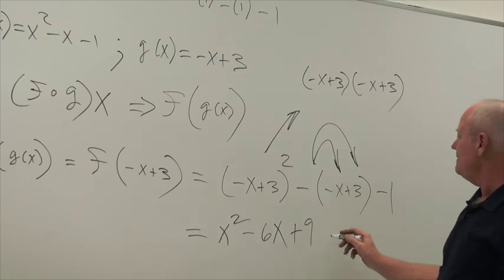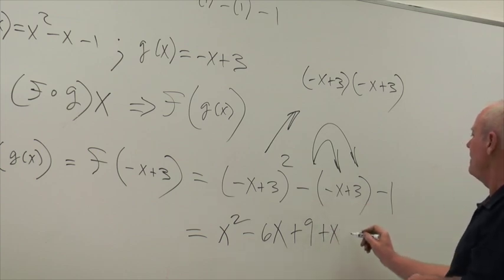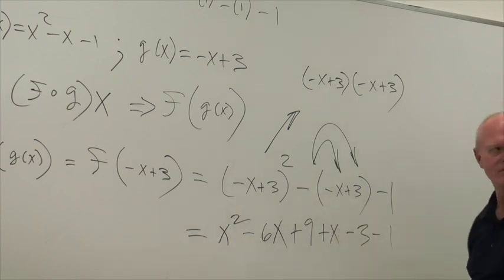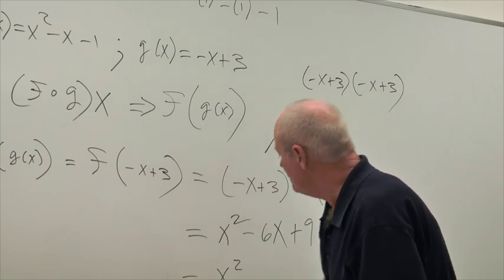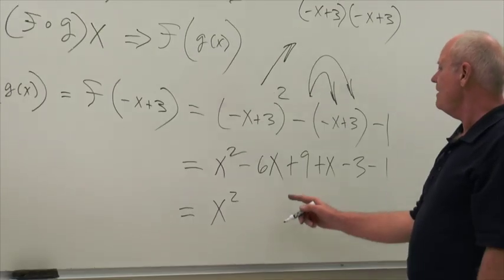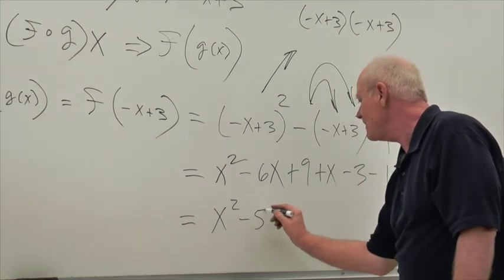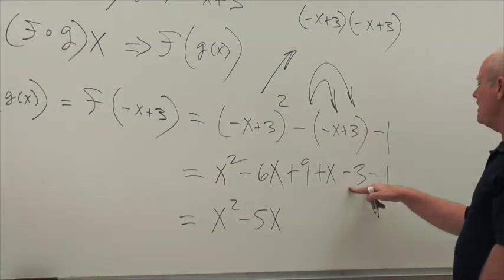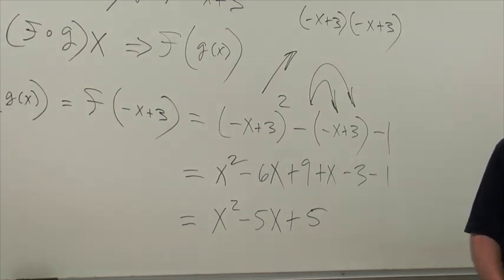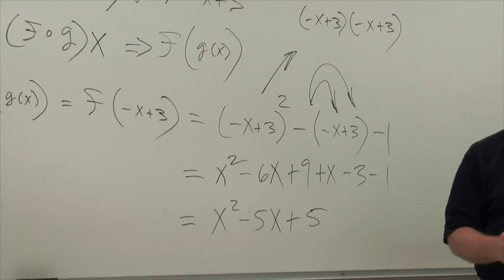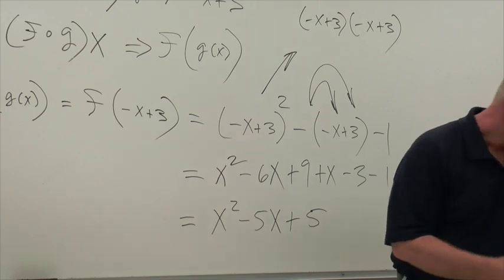Negative times a negative is a positive, right? So plus x, and then minus 3 minus 1, right? So if I have my signs all correct, we end up with the x squared, negative 6, plus 1 is a negative 5x. And 9 minus 3 minus 1 is plus 5. Okay? Good. So x squared minus 5x plus 5. So it should be b, right? And it is. Okay.